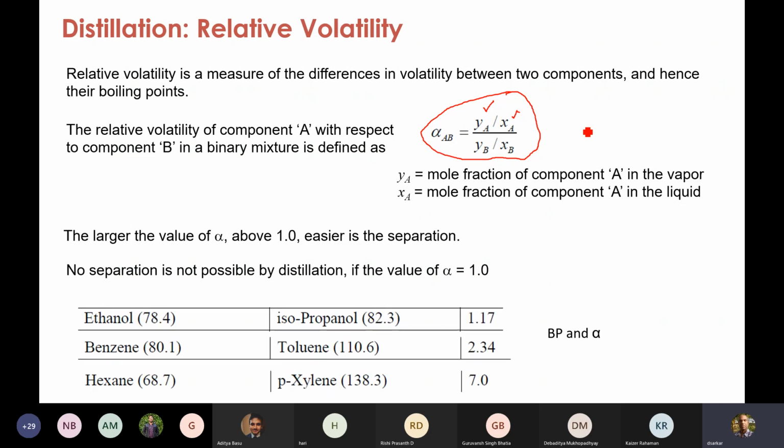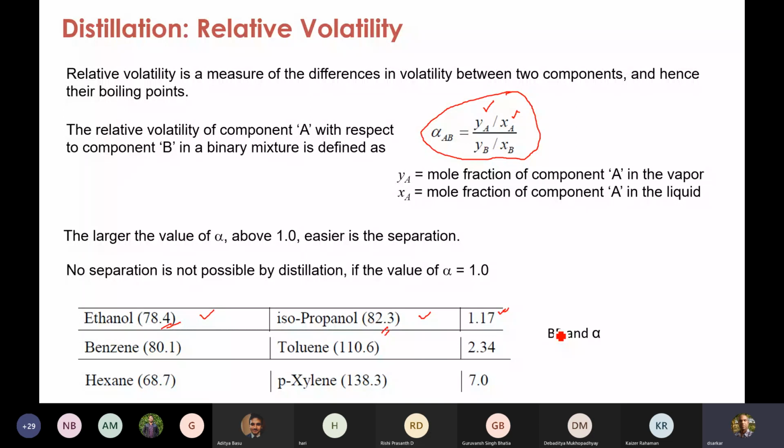These are three typical values I have chosen from books. Consider this binary mixture, ethanol and isopropanol. Note that their boiling points are very close, 78 to 82, only 4 degrees Celsius, and that's why the relative volatility value is also close to 1. It's not easy to separate through distillation. There may be other ways of separating it, but distillation is feasible though not that easy, since the value is close to 1.